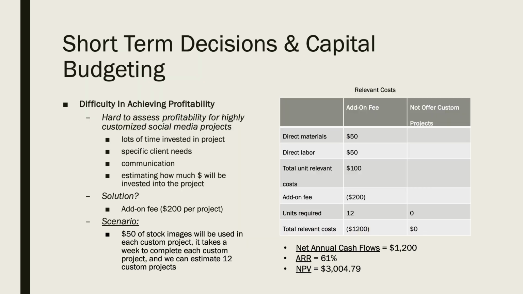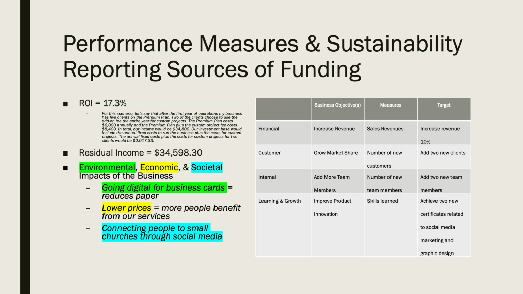For short-term decisions and capital budgeting, one thing that would be hard to assess profitability for would be highly customized social media projects. I have the reasons listed, but mainly because of lots of time invested and very specific client needs. So the solution would be to add on a $200 fee for each project. And we found out through the numbers on the right that we would benefit from this add-on fee.